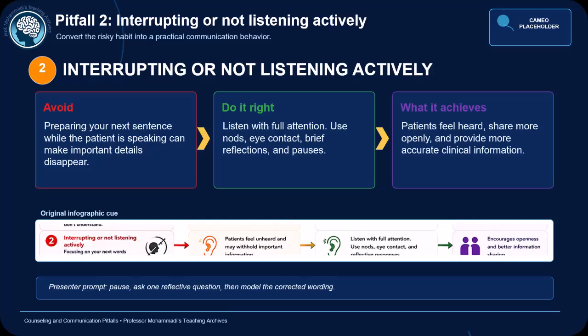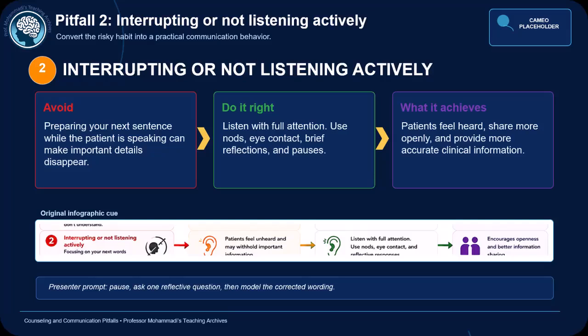Another important pitfall is interrupting or not listening actively. Sometimes clinicians are already preparing the next question or explanation while the patient or parent is still speaking. This can cause important clinical details to be missed, but it can also make the person feel unheard. Active listening means giving full attention. It includes appropriate eye contact, nodding, brief reflections, and allowing pauses. A simple phrase such as "tell me more about that" can open the conversation and help the patient share information that may not emerge from closed questions alone.